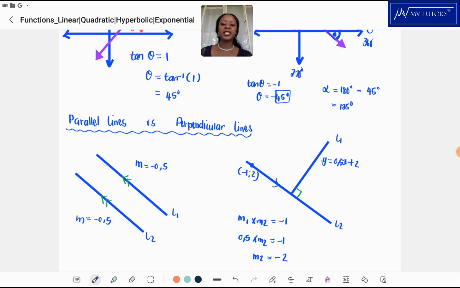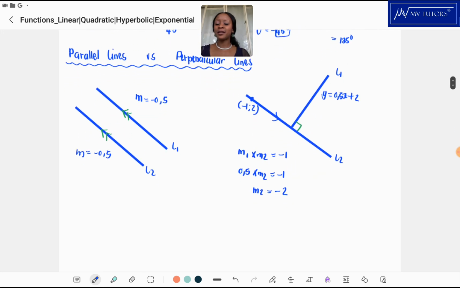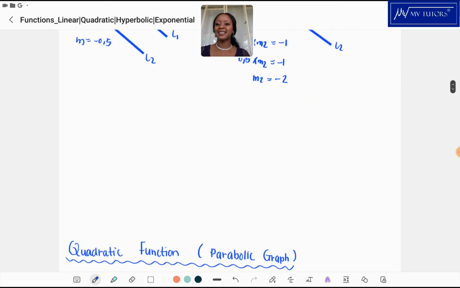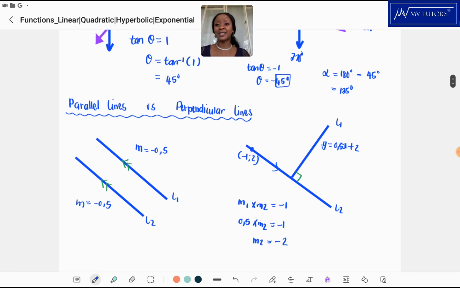So then you have your gradient, you have your point, and I've shown you before what you do when you have a gradient and a point. You can definitely calculate the equation of a straight line. And yeah, I think that's basically it for straight line graphs.